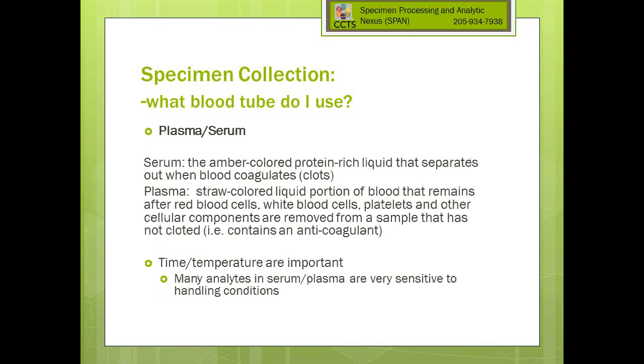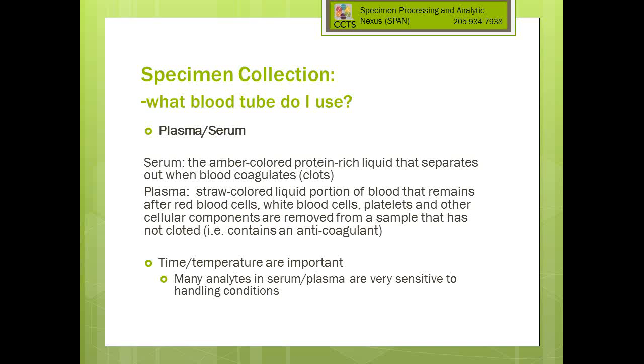So plasma and serum. We need to make sure we understand the difference. Remember, serum is the liquid part that separates out after blood clots. This is typically in orange top tubes or tiger top tubes. Sometimes those tubes have a little gel barrier matrix in them. Those are really good because they help get a really clean separation between the clot and the liquid part, the serum. The disadvantage is that sometimes there are some analytes that might be sensitive to that gel material and may not be compatible with that.